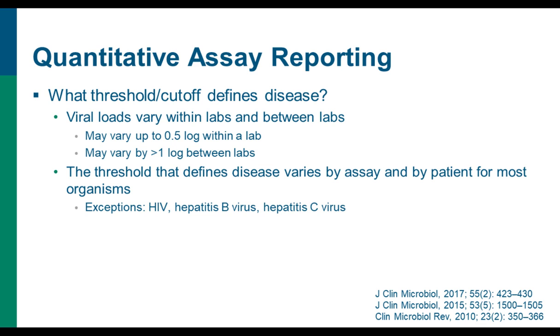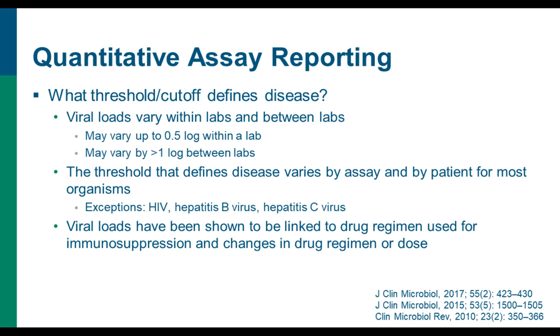The threshold that defines disease varies by assay, and it often can vary by patient. Some exceptions are things like HIV and the hepatitides, because if you have any amount of HIV, you have HIV disease. But for other things, such as Epstein-Barr virus and post-transplant lymphoproliferative disorder, there's no cutoff of this amount is what determines if the patient has PTLD. There are studies on that showing that maybe for some patients it's a few hundred, maybe for some it's closer to 10,000, but you will get questions, and that's something that you can't really answer.